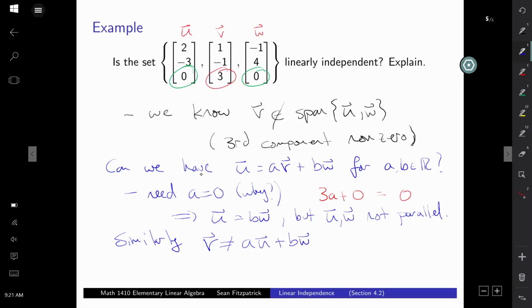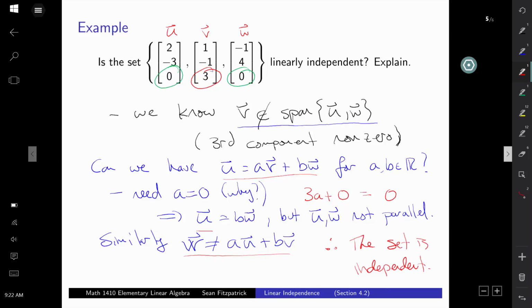We've done the v. w cannot be written as a times u plus b times v, right? Because again, in this case, you would have to set b equal to 0 to deal with the 3, and then you would say, well, w and u are not parallel, right? So I can't write v as a linear combination of u and w. I can't write u as a linear combination of v and w. I can't write w as a linear combination of u and v. None of the vectors can be written as a linear combination of the others, and so that tells me that the set is linearly independent.